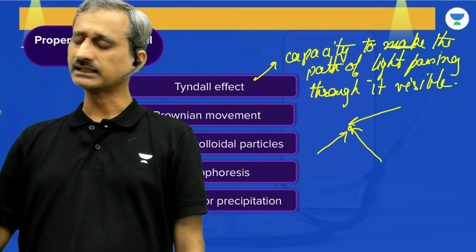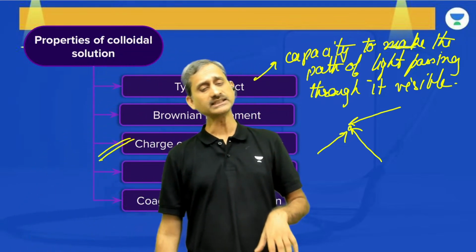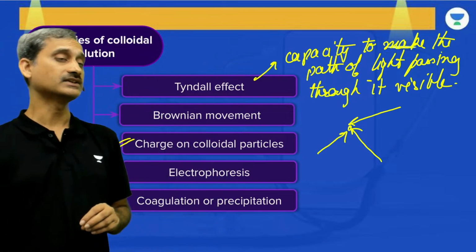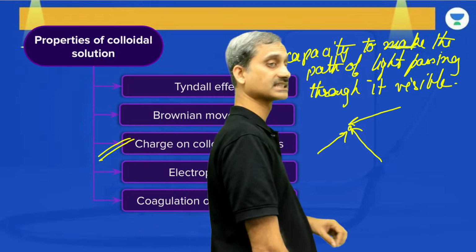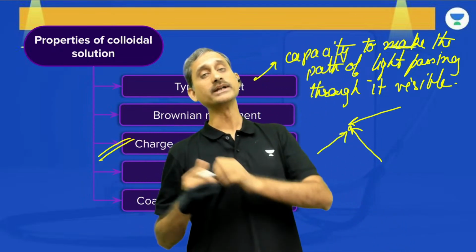Now, these colloidal particles are very peculiar. They always have some charge. So not only is the Brownian motion stabilizing the colloids, it is even the charge on the colloids which is stabilizing them. That is not allowing the colloidal particles to join together and go into the suspension range.